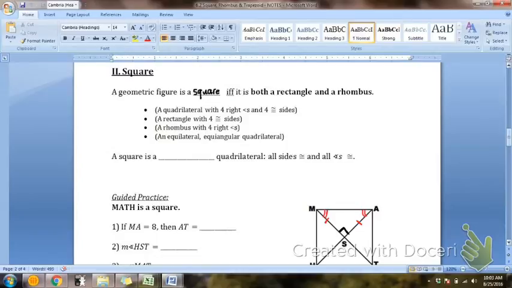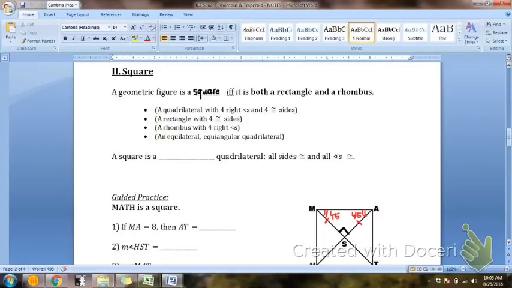And if I've already used up 90, how much is left for each of those if they have to be the same? 45. So a square is going to be a 45, 45, 90 all the way around. Every triangle in a square is going to be that way.